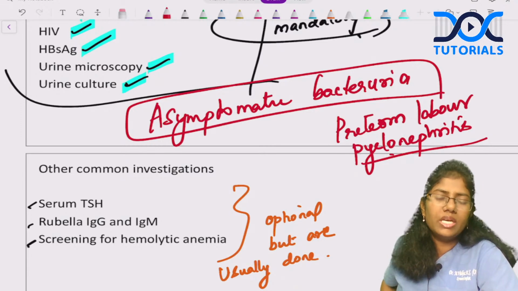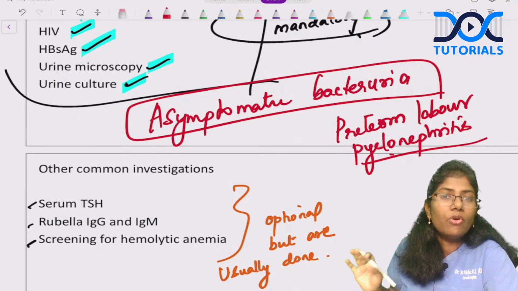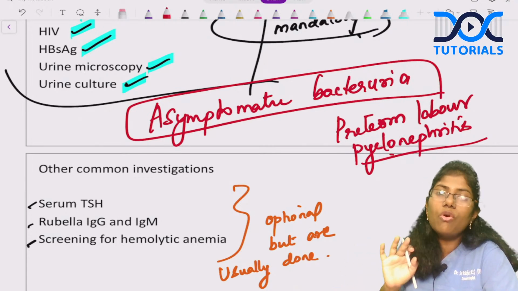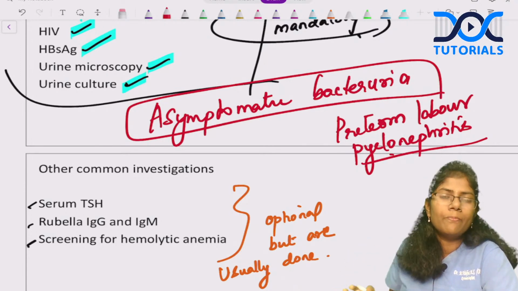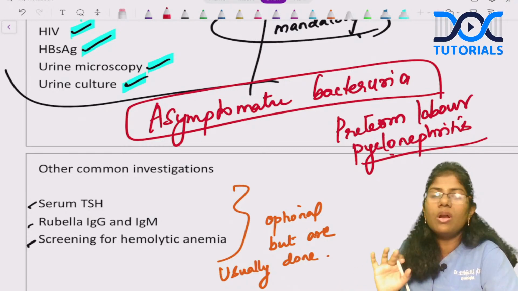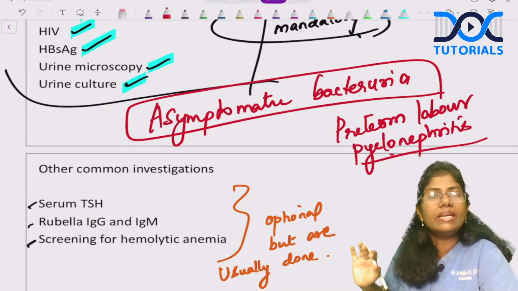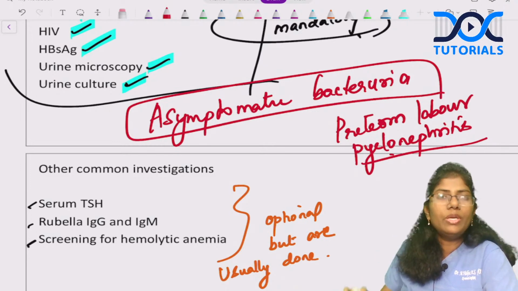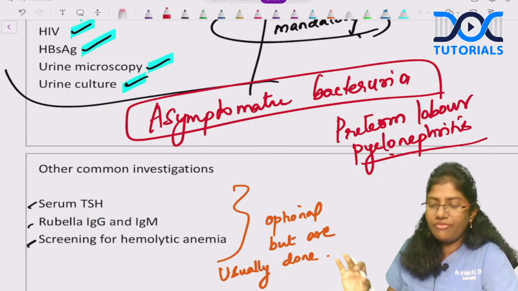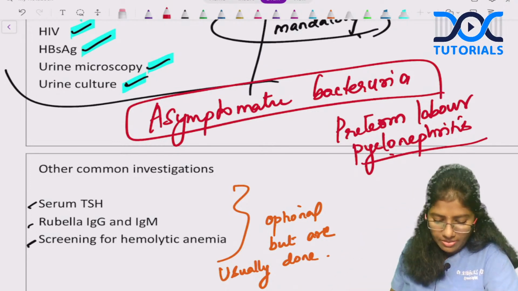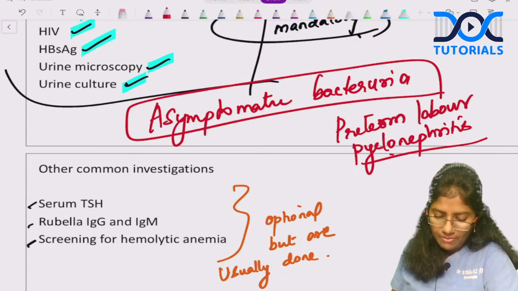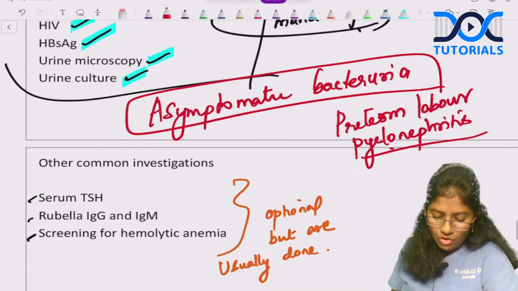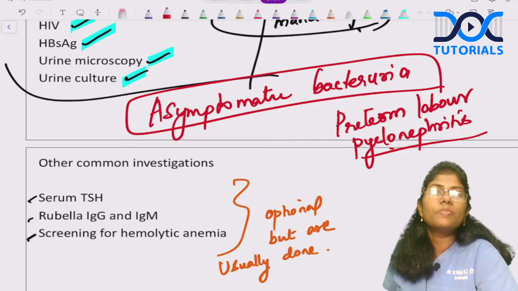Or else serum TSH is not a mandatory investigation. But I agree to the point that we are doing TSH to all pregnant women in our community. The guideline says it can be omitted if required. So serum TSH is not a mandatory investigation, they are optional investigations.